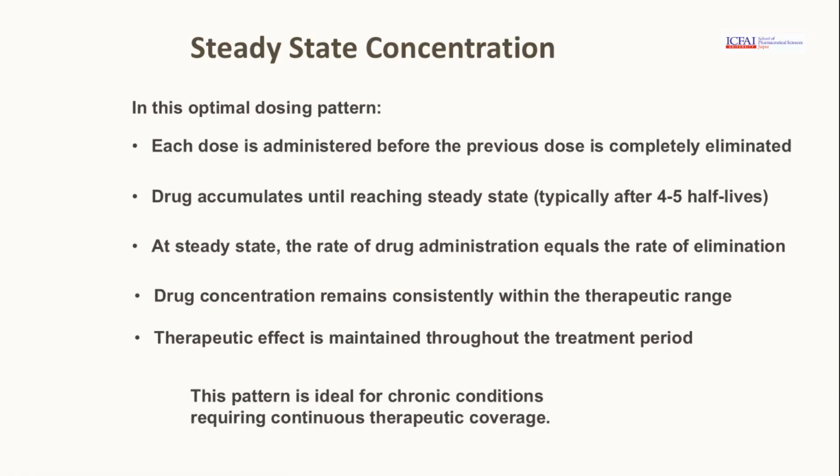In an optimal dosing pattern, each dose is given before the previous one is fully eliminated, allowing the drug to accumulate until a steady state is reached, typically after 4 to 5 half-lives. At this point, the rate of administration equals the rate of elimination, maintaining drug concentration within the therapeutic range and ensuring continuous therapeutic effect, ideal for chronic conditions.